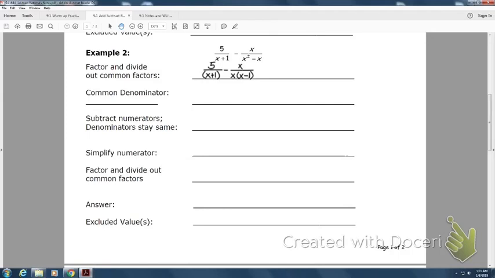Okay, and then it says to cancel out the common factors. Do I have a common factor in the first fraction? No. Do I have a common factor in the second fraction? What is it? X.